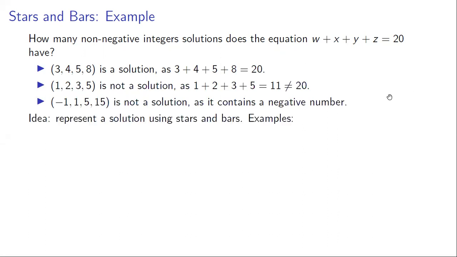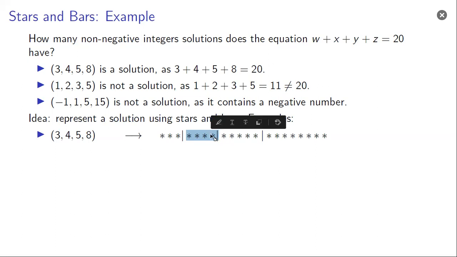So the idea here is to represent a solution using stars and bars. Here are some examples. Let's say we have this solution, 3, 4, 5, 8. That's a solution. So we're presented with 3 stars. That's telling us the value of W, right? These 3 stars are telling us the value of W. W is equal to 3. Then we have a bar, and then the next few stars tell us the value of X. So in this case, X is 4. Then we have a bar, and the next few stars tell us the value of Y, and then the next few stars tell us the value of Z.